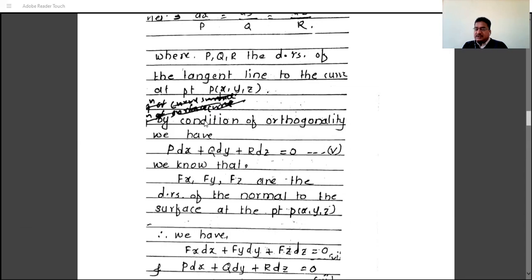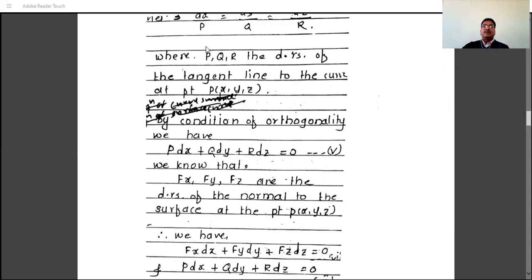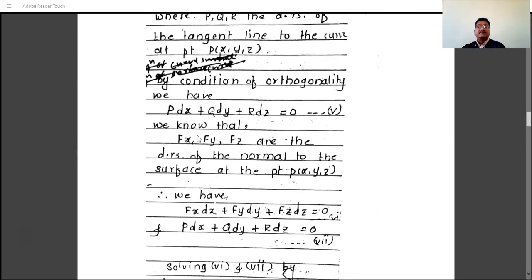And so by the condition of orthogonality, that is, if the two vectors are orthogonal, then their dot product is 0. So the dot product of this vector dx, dy, dz, and another vector, Pi plus Qj plus Rk, is what? P dx plus Q dy plus R dz is equal to 0. This is the dot product of these two vectors. And so by using the condition of perpendicularity or orthogonality, we have this.